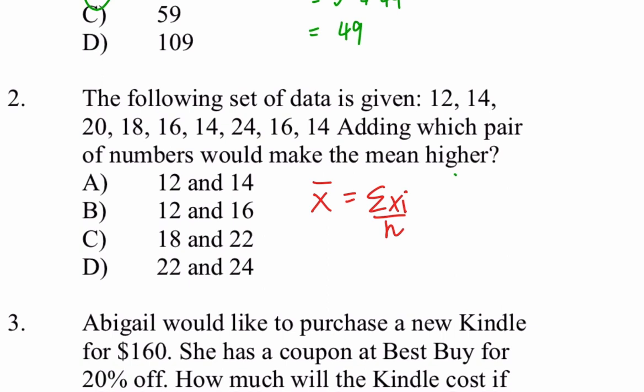So now we have 9 numbers, right? 1, 2, 3, 4, 5, 6, 7, 8, 9, 9 numbers, right? So which pair you add? You add a pair, that means you add 2 more numbers, right? It will be 11, right?